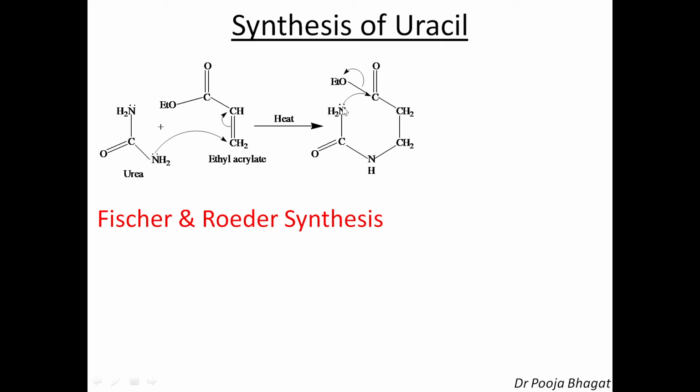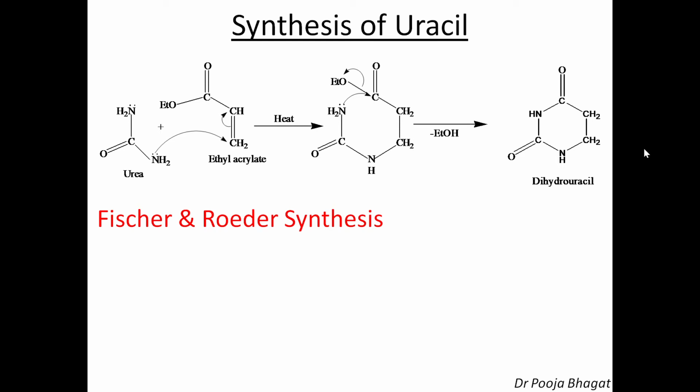The lone pair of electrons attacks this carbon, and this bond shifts here. So the OEt goes out as OEt negative, ethoxide ion, and there is a bond between the two, carbon and nitrogen. Since nitrogen is neutral and it has given its electrons, it has a positive charge, so it becomes neutral by losing the proton. So proton from here, ethoxide ion from here, so there is a loss of ethanol molecule, and you get this compound, which is nothing but dihydrouracil.